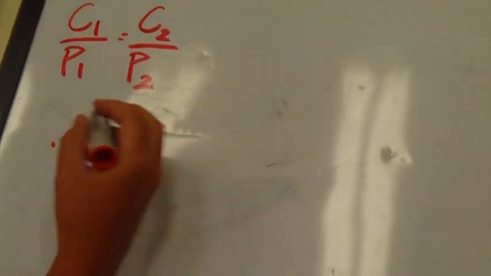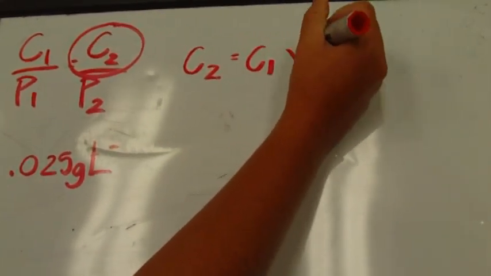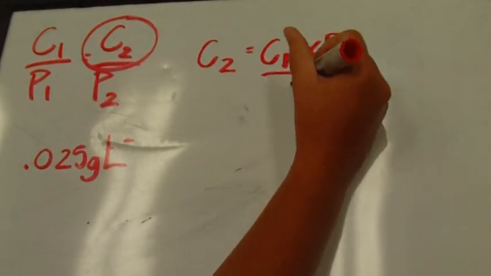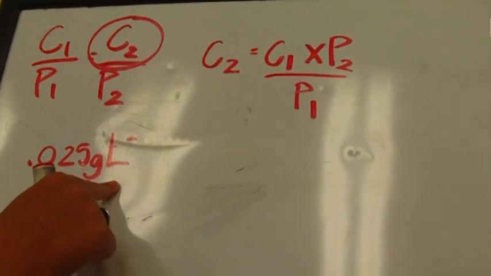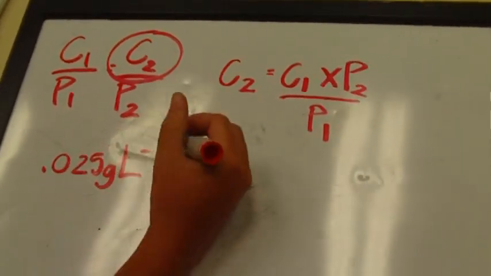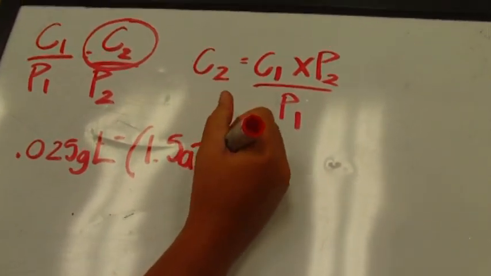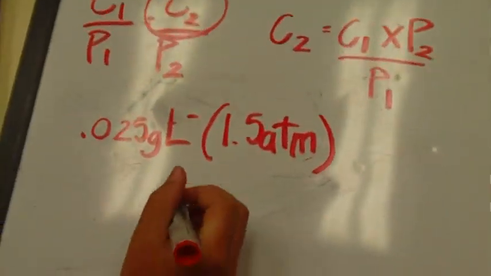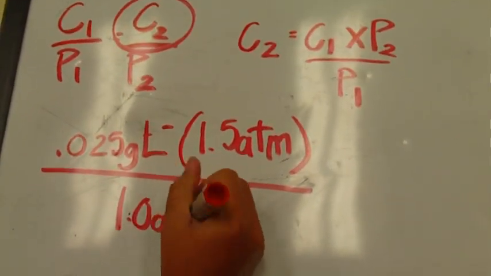So anyways, we're going to work this. What we're trying to find here is C2. So we're going to rework this, and we know that C2 is equal to C1 times P2 over P1. And like I just said, C1 is 0.025 grams per liter. Then P2 is going to be 1.5 atm, because that's the second pressure that they gave us. And P1 is 1.0 atm.